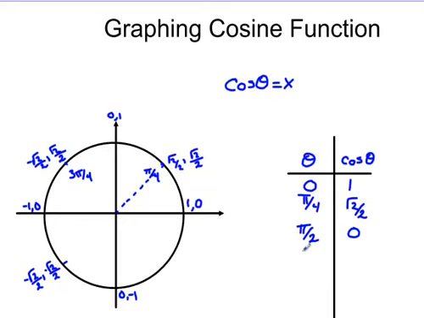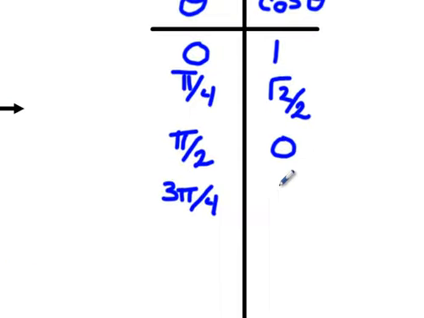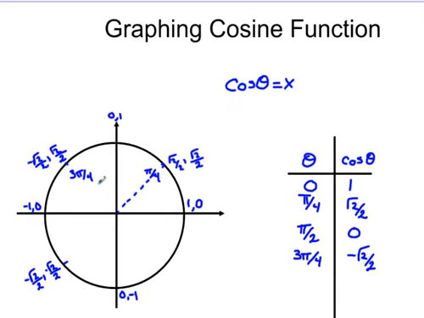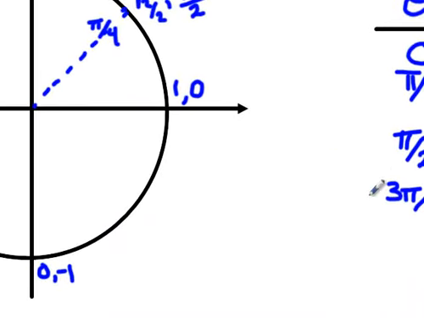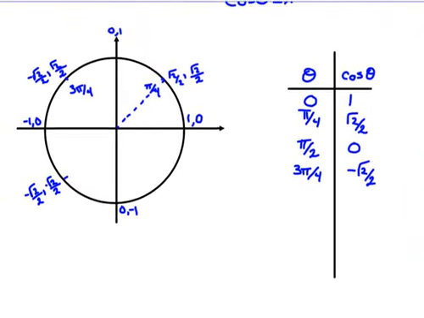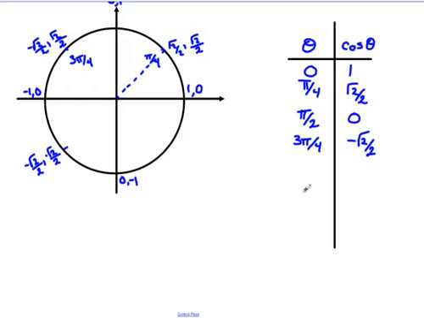At 3 pi over 4, all right, now we're over in here, so it's going to be a negative square root of 2 over 2. Remember, everything's positive in the first quadrant, but only sine is positive in that second quadrant, so it's logical our cosine would be negative in that quadrant. I need to give myself some more space. There we go. Much better.